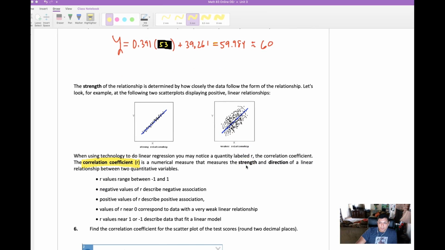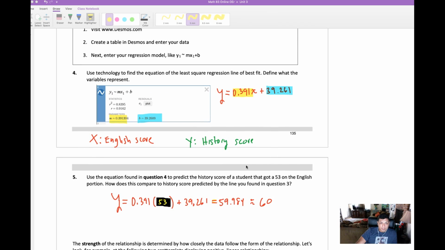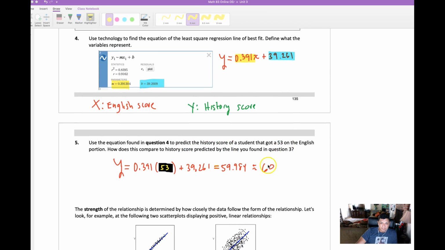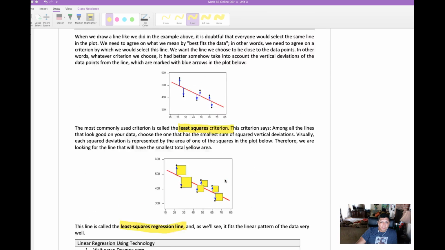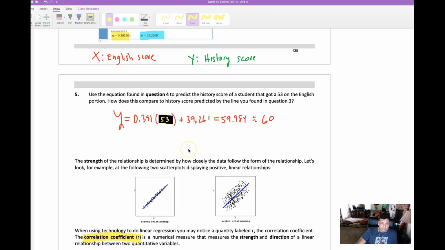Okay, now that we've completed our first least squares regression equation, there's some more information we need from the technology or from Desmos. We can now use it to make a prediction of someone's history score if we knew what their English score was. What becomes important is how strong is this relationship? Can we really use the English score to predict history scores?